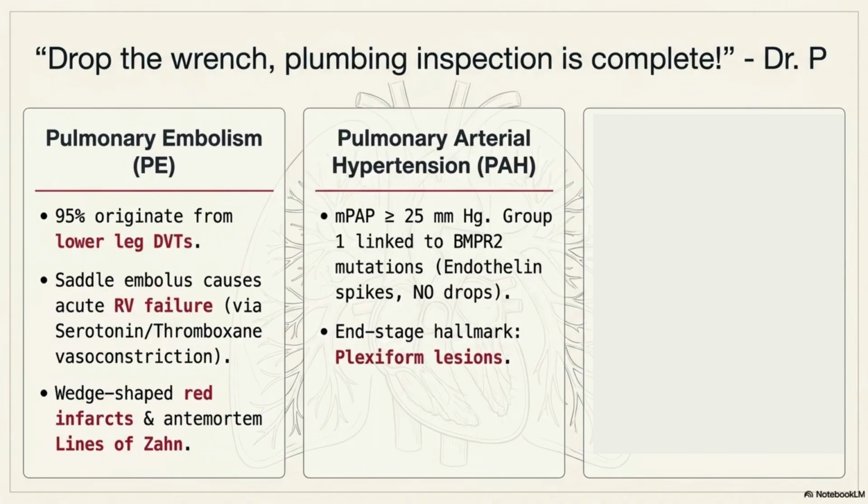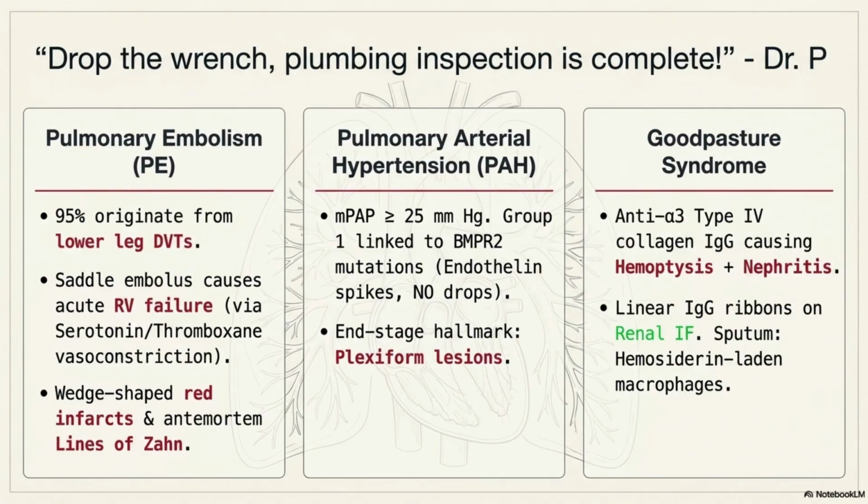For pulmonary arterial hypertension or PAH, it is defined by an MPAP greater than or equal to 25 mm of mercury. Group 1 is linked to BMPR2 mutations where endothelin spikes and nitric oxide drops, and the end-stage hallmark is plexiform lesions. And Goodpasture syndrome is driven by anti-alpha-3 type 4 collagen IgG causing hemorrhage and nephritis. Look for linear IgG ribbons on renal immunofluorescence and sputum containing hemosiderin-laden macrophages.